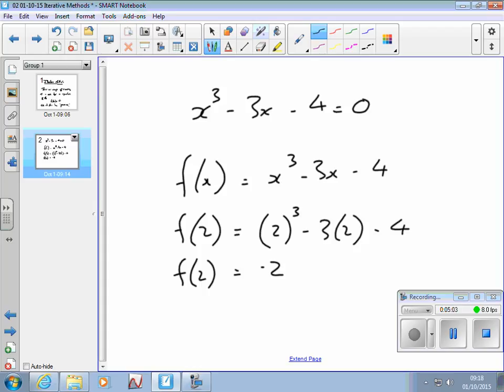Right. 3 times 2, minus 4. And then I work out the answer, and according to Carter, it's minus 2. So the function of 2 is minus 2. Remember, we're after the value of x so that the function is 0. I put 2 in. I get a minus 2. Why 2, by the way, Carla? Was that just a wild guess?